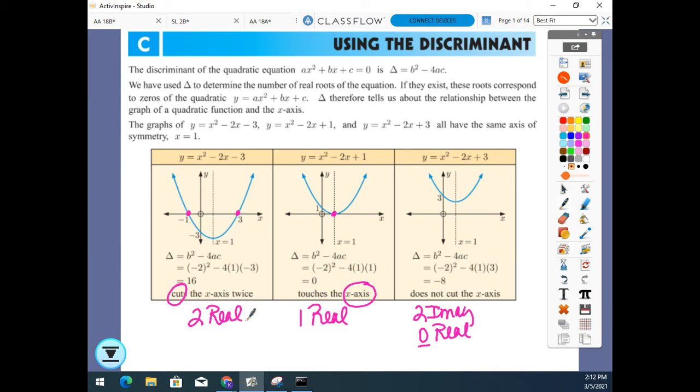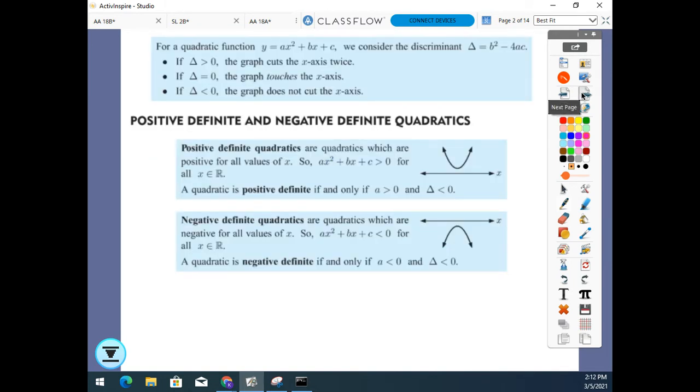We can determine the type of answers by the discriminant. The discriminant is actually in the formula booklet, which is good, but you have to know what it stands for. If the discriminant is positive, it's going to touch twice. If the discriminant equals 0, it's only going to touch once. And if the discriminant is negative, it will not touch at all.